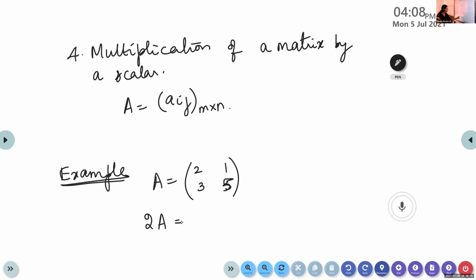Here we multiply the matrix by a scalar, by a number. We multiply the matrix A by 2. That is the same as multiplying each element by 2. So we will get 4, 2, 6, 10. Is it okay? We multiply each element by that non-zero scalar. What will be 5A? Femina, what will be 5A?